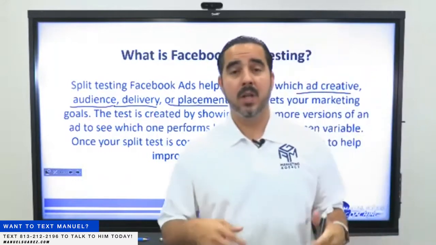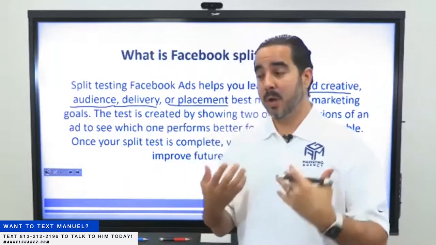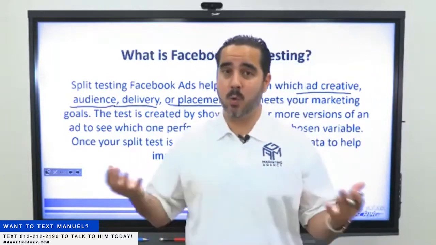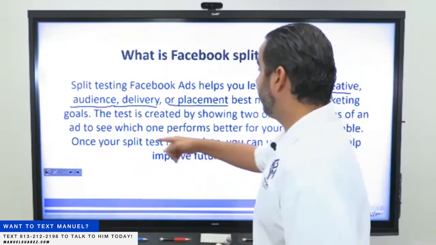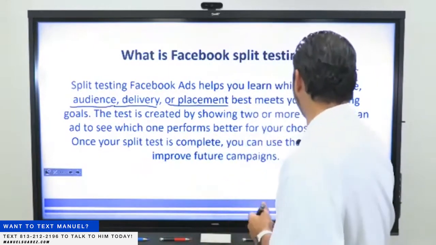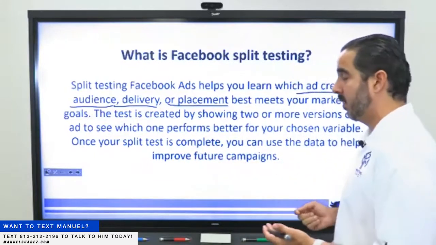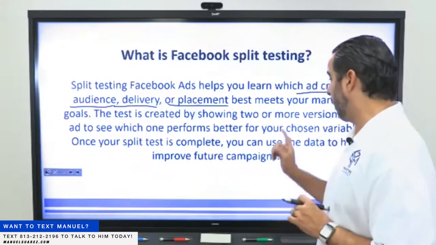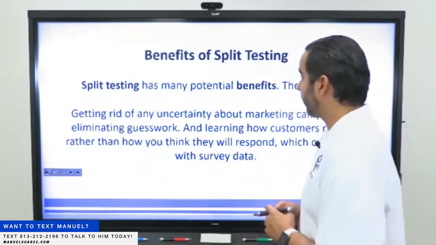Actually, right now, they added a new thing to the whole split testing process, which is you can also split test links, URLs. And there's a lot more that we're going to cover along the way. The test is created by showing 2 or more versions of an ad to see which one performs better for your chosen variable. Once your split test is complete, you can use the data to help improve future campaigns.